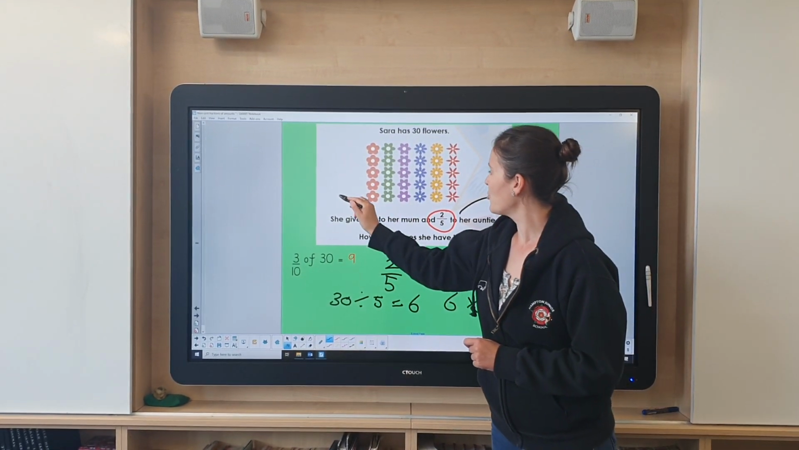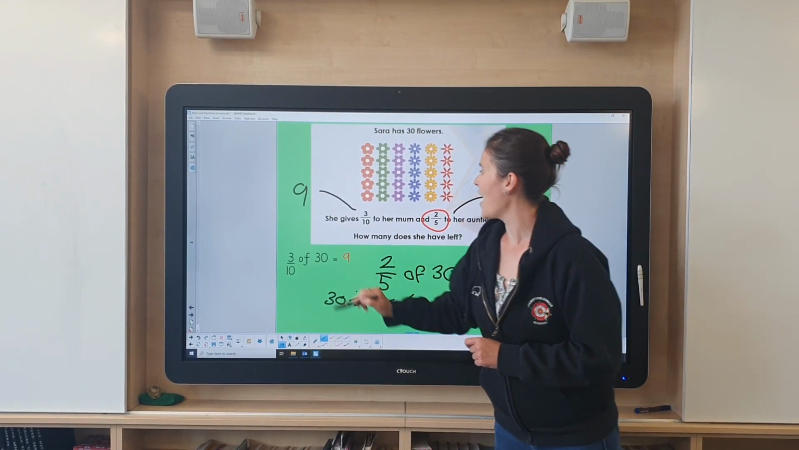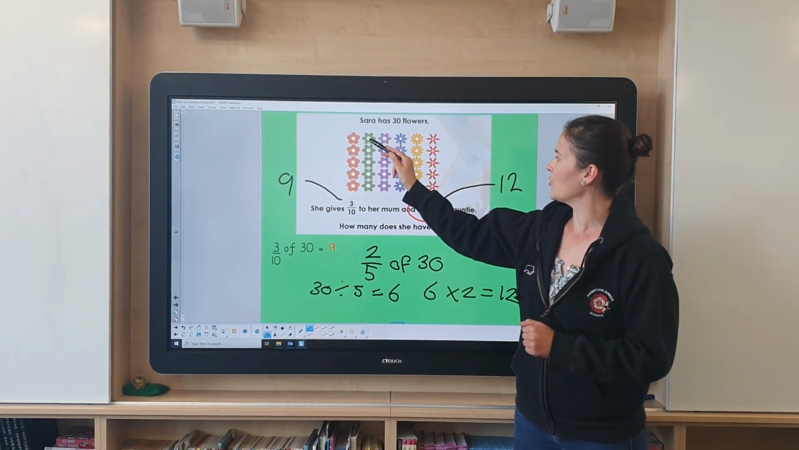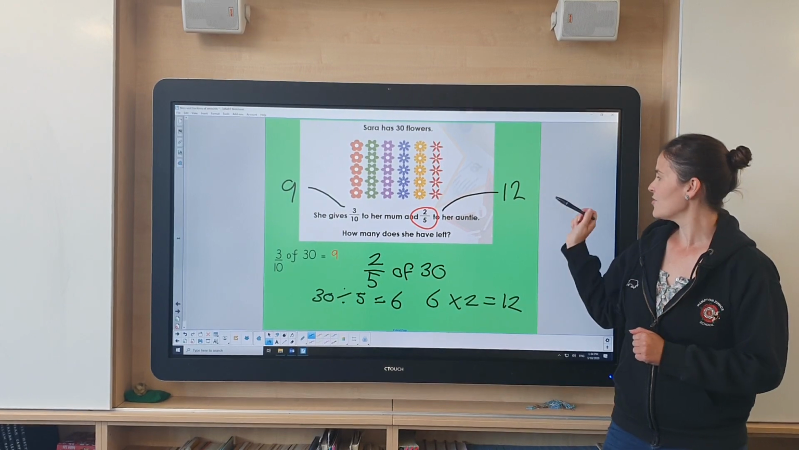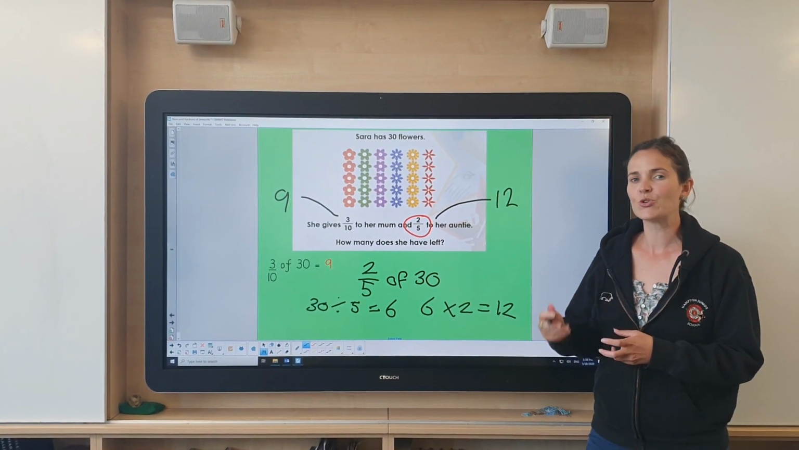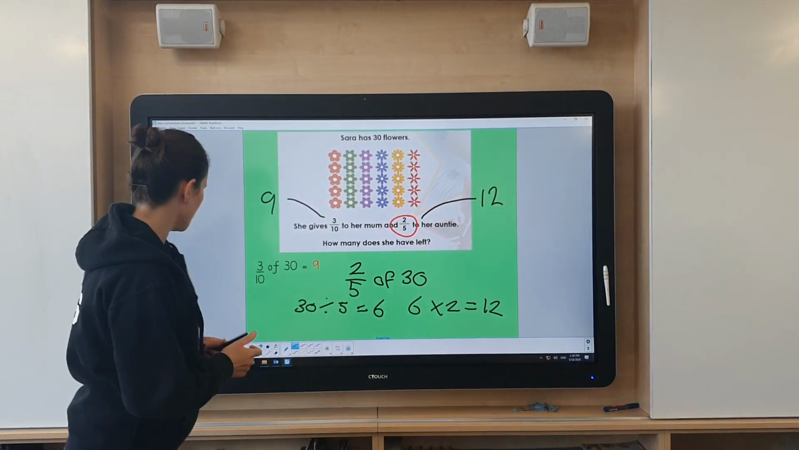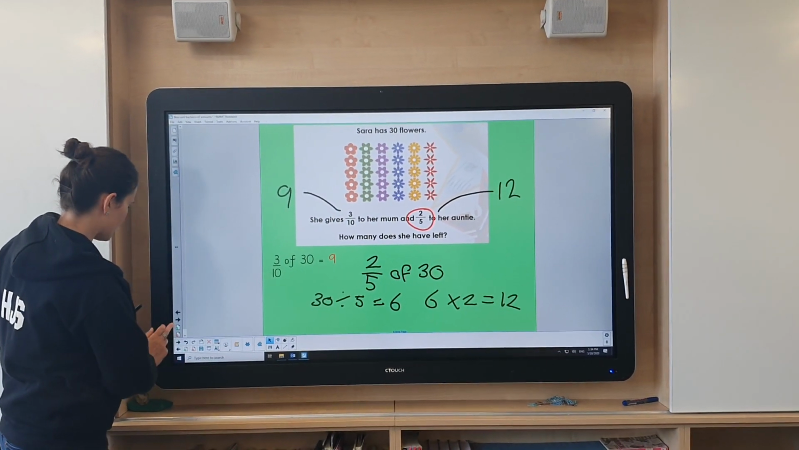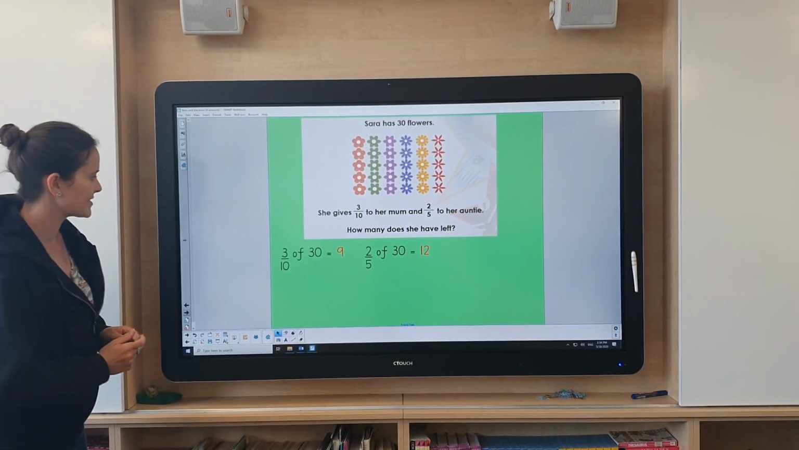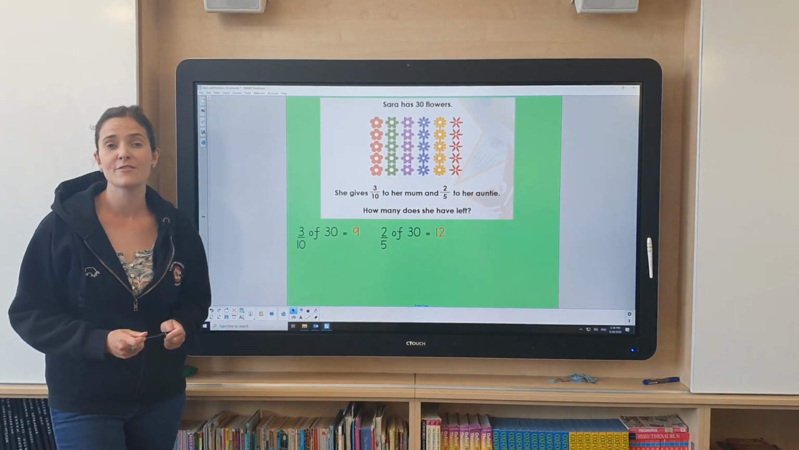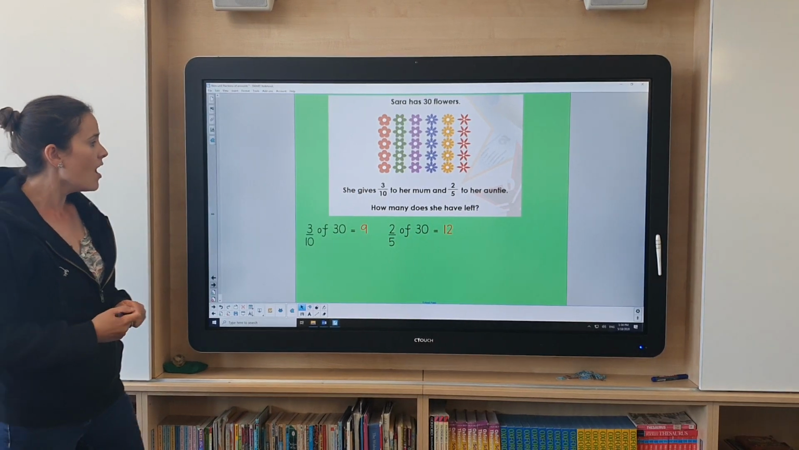We know from our previous bit of working out that 9 flowers were given away, so you could go through and make sure you crossed off the right number of flowers just to make sure your working out is 100% accurate. So, what we have got here on this next slide then are the 2 parts of the calculation we have worked out so far.